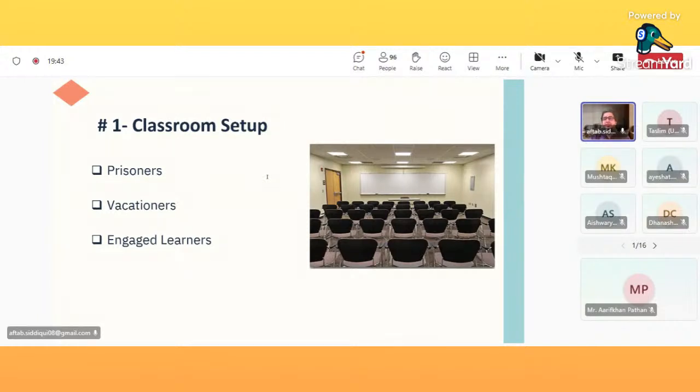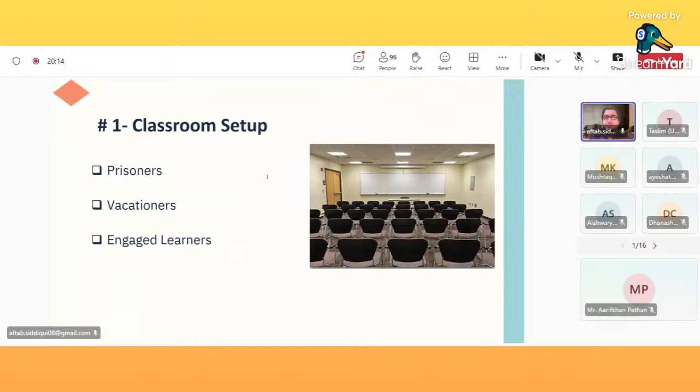Okay. The second category of students are vacationers. Vacationers are the students who are physically present in the class but mentally absent. They treat the class like a break, just enjoying the time without actively engaging in learning. They listen very passively, do the bare minimum, and they lack deep interest in the study.